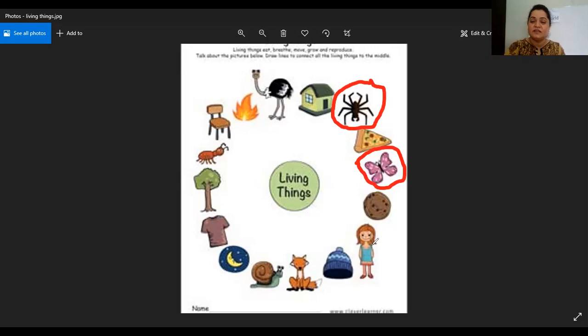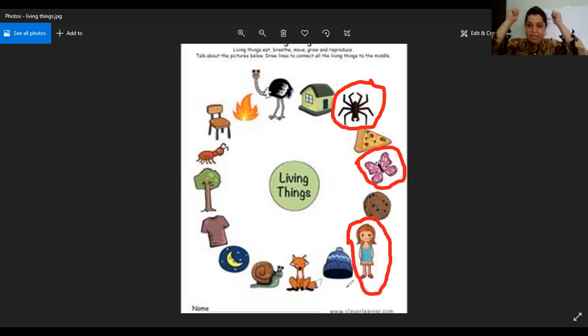Okay, now there's a girl, like you, like me, like a human. Yes, they grow and they need air, they eat, they walk, they breathe. So the girl here is a living thing, right? Now, there's a cap we wear in winters. Yes, it cannot move, so that's a non-living thing. Okay, what about the fox? It's an animal.